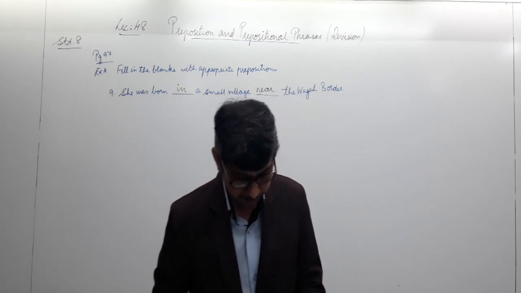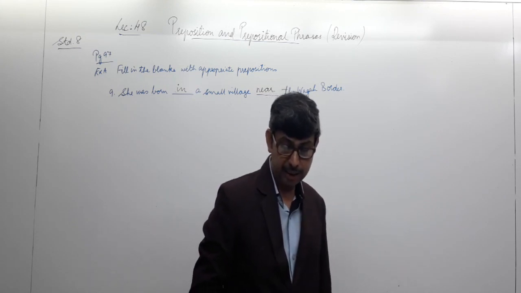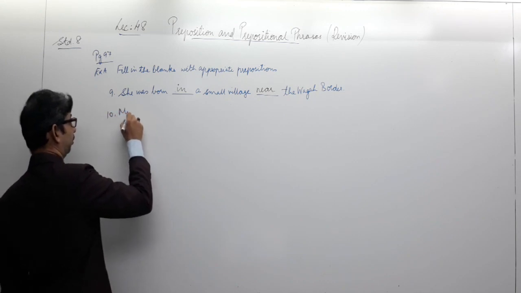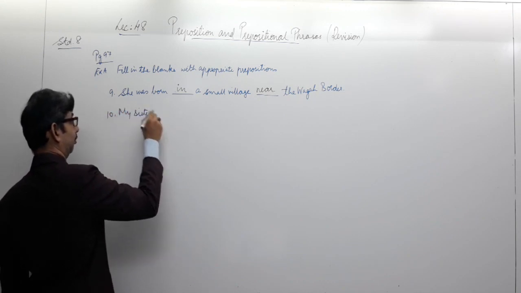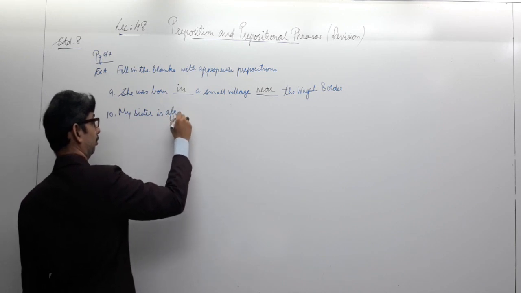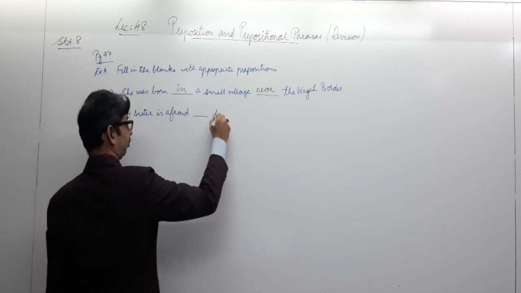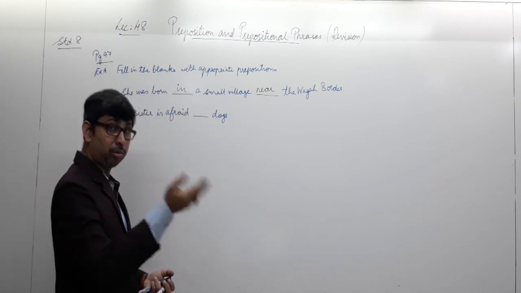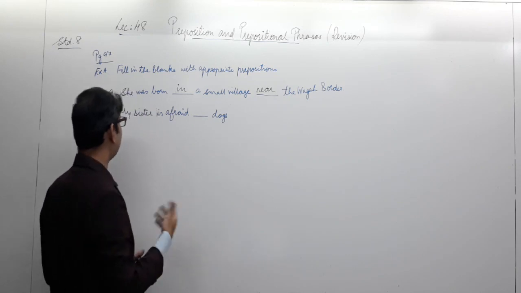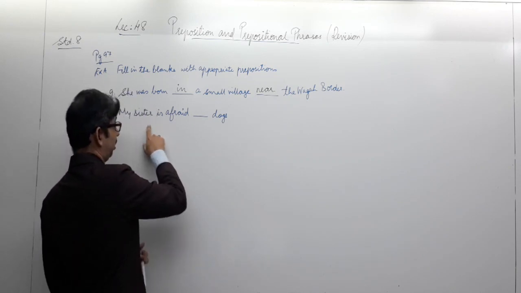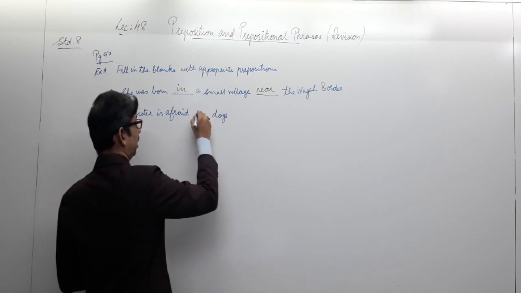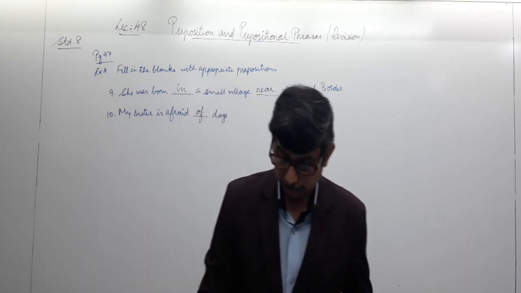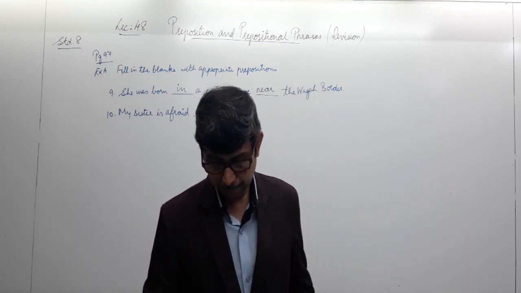Let us see the next one. Number 10. My sister is afraid dash dogs. My sister is afraid about dogs, in dogs, at dogs. No, this is a trial and error method. We come to know my sister is afraid of dogs. About something, but or of dogs. So of is the appropriate preposition you need to apply.